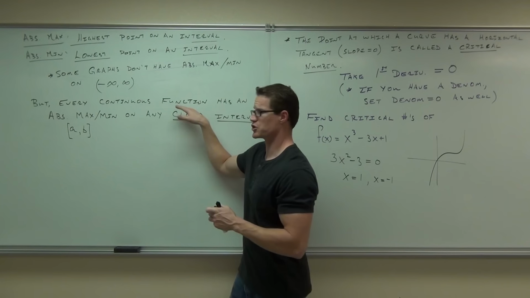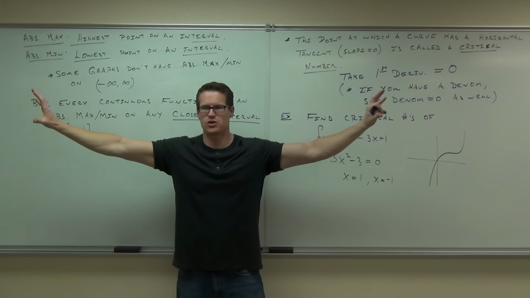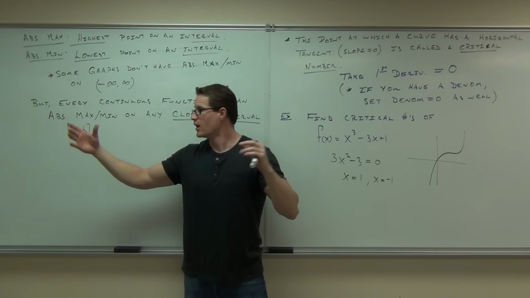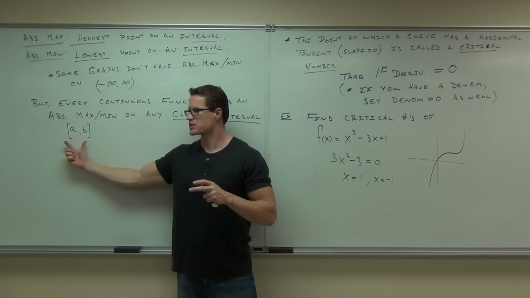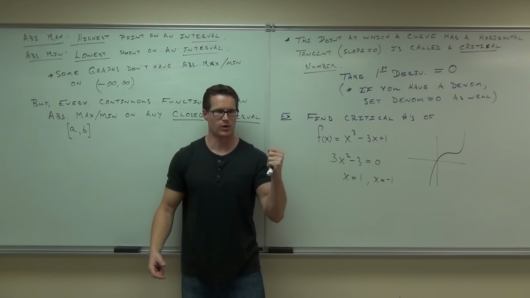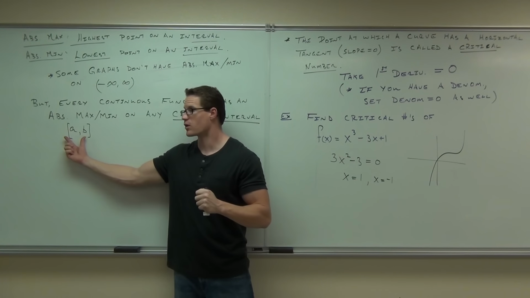Every continuous function. What that means is the function doesn't have to be continuous for the entire space of human existence, or x existence, whatever. But it has to be continuous on that closed interval. Does that make sense to you? It's got to be continuous here. If it's continuous there, it will certainly have an absolute max, a highest point, and an absolute min, a lowest point. Do you follow me on that? If it's continuous for this part, it'll be there.